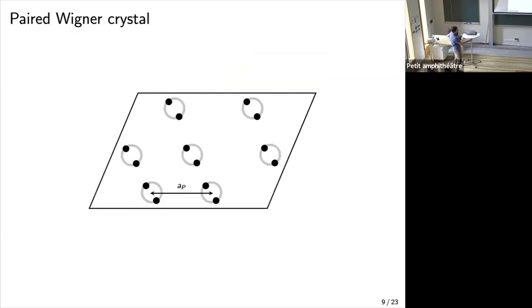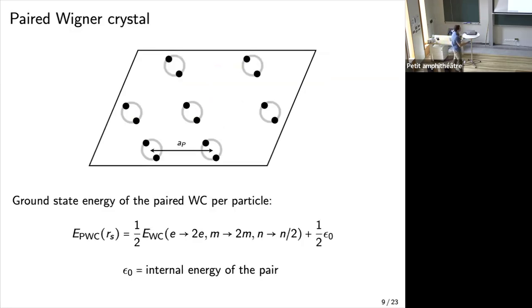Now there's some modified lattice spacing having to do with the fact that the density of pairs is half the density of the original electrons. And so we can write down the ground state energy of the paired crystalline state in the following way. The ground state energy of the PWC, paired Wigner crystal, is that of an ordinary Wigner crystal, where I view each of these pairs as a composite object of charge 2e, mass 2m, with half the density.